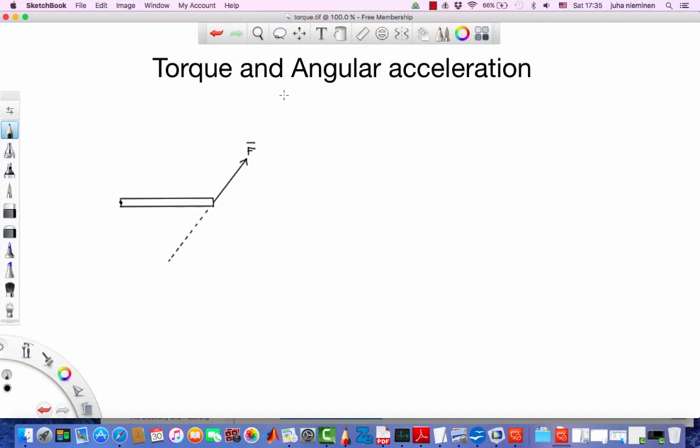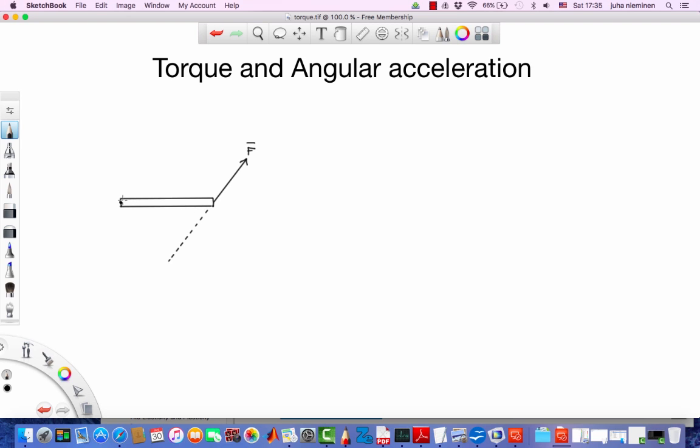Up to this point, when we have analyzed situations with forces, the forces have always acted on the center of mass of the object. That's, for example, when we've been drawing free body diagrams. But that is not necessarily the case.